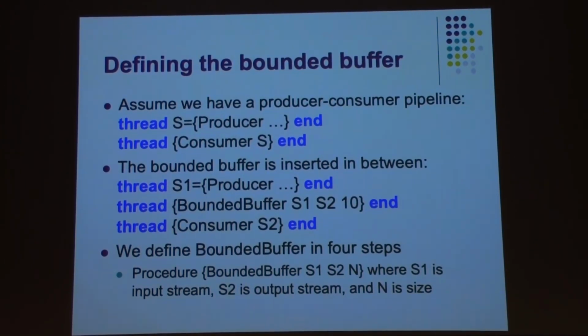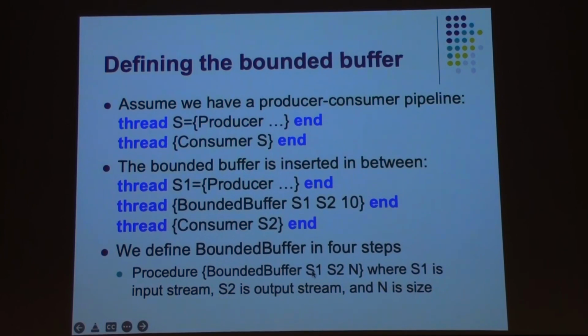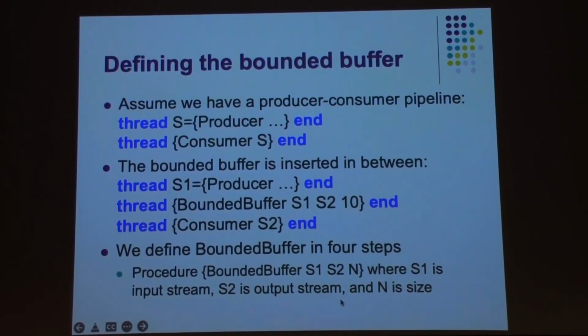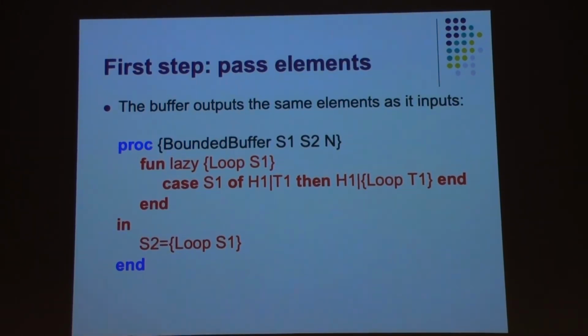Because the code is actually kind of subtle. But if you do it step by step, it should be easy. Okay, so we're going to define this procedure, bounded buffer. S1 is the input stream, S2 is the output stream, and N is the size. And we're going to do it in 4 steps. So here's the procedure, and in red I will put in the code that I'm adding.